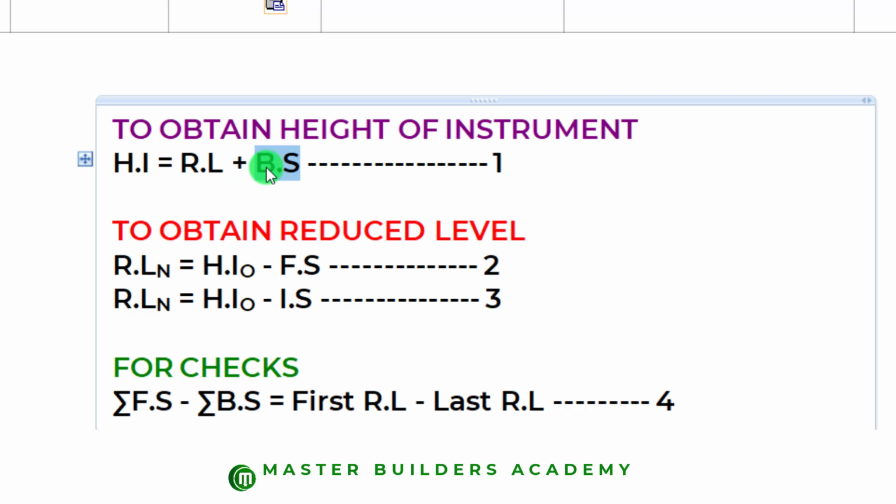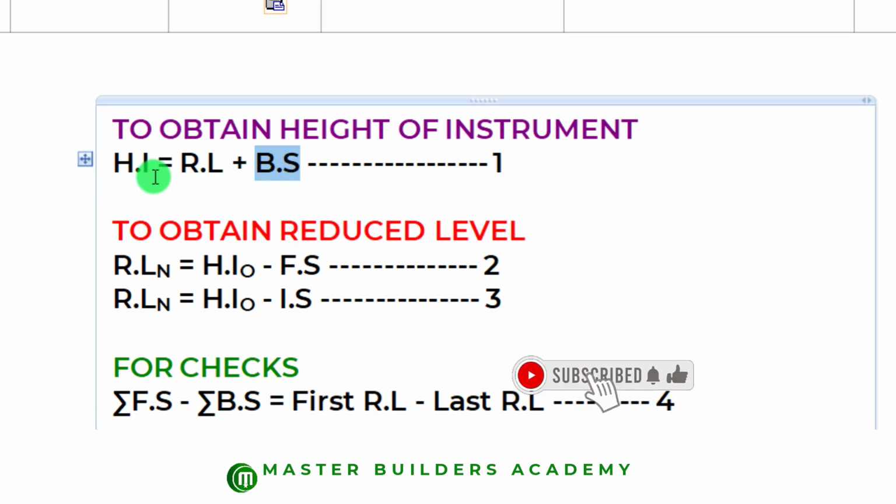So if I am at BM5, the reduced level there is what I will use, and the backsight at BM5 is what I will use. None of them should come from a different point. Are you with me? So if I am taking this at TP4, both the reduced level and BS will also come from TP4, not any other point.